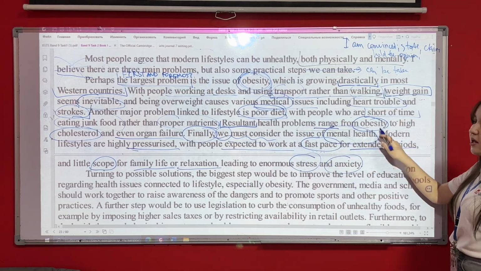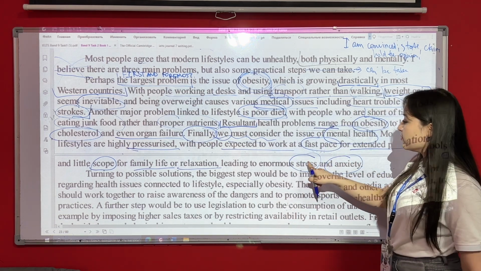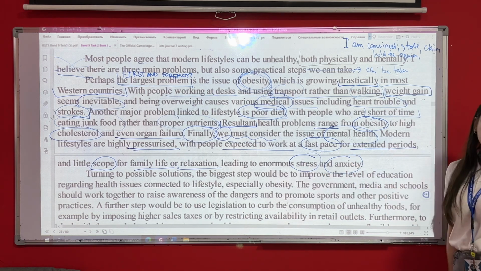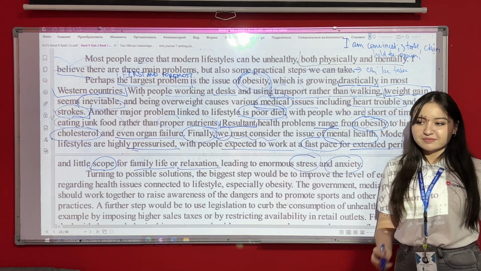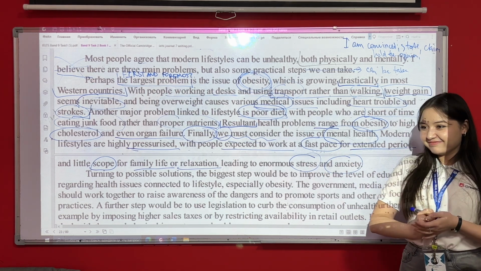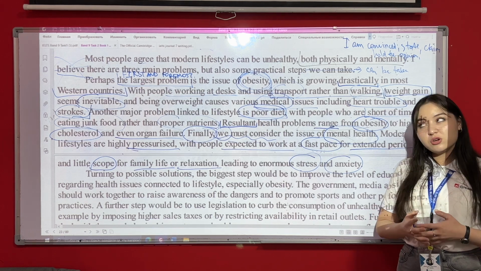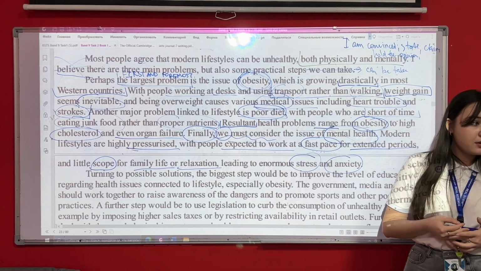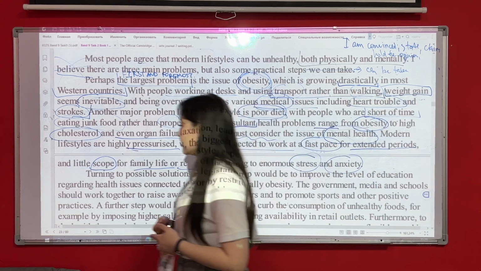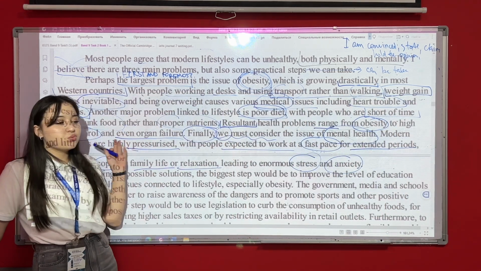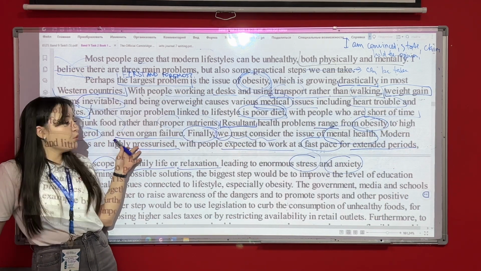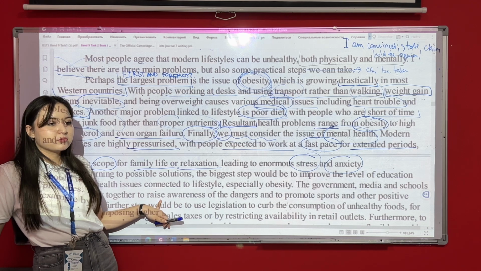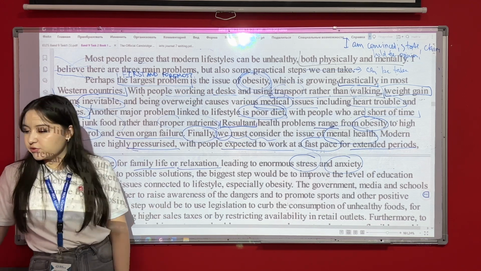And what can mental health lead to? It can lead to stress and anxiety. You see? Получается, с помощью экзамплов тут раскрыли. Правильно? Записали? This was problems. Now we are moving to solutions. Good.